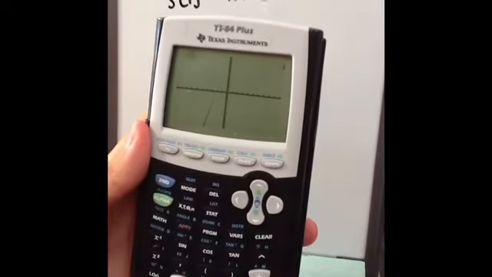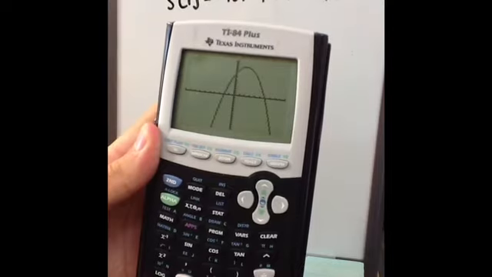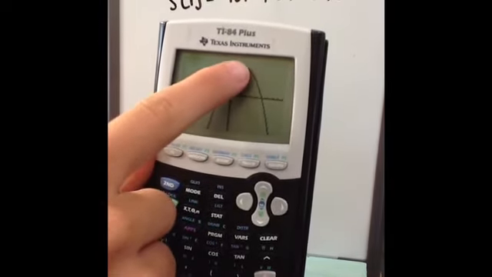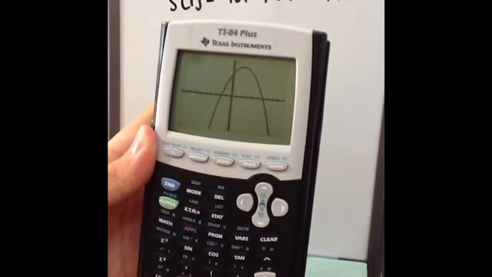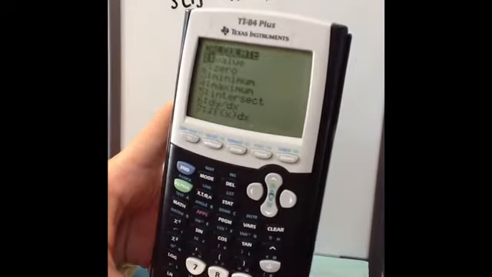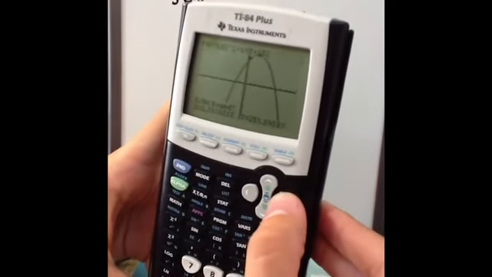And there's the graph of the equation right there. And now instead of finding the x-intercepts, which are right here and right here, we're going to find the maximum, which is right there. So that's the vertex of this point. So we'll press second, trace, 4 for maximum, and that will help us find the maximum for this point.